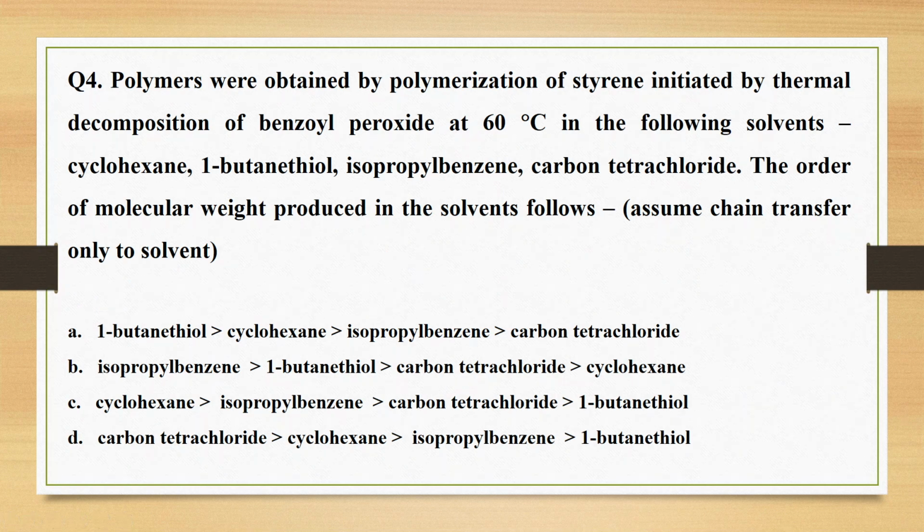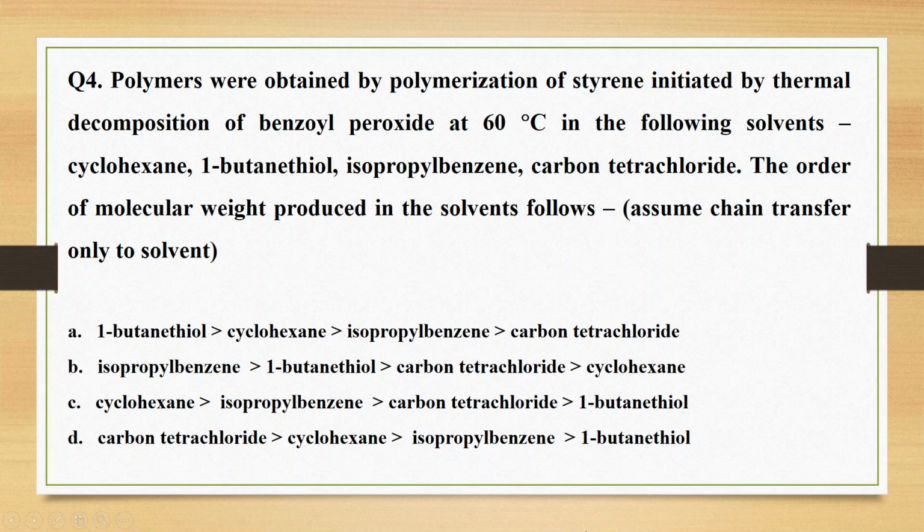So this is the fourth question, just as I have said, similar to question number 3. It states that polymers were obtained by polymerization of styrene initiated by thermal decomposition of benzoyl peroxide at 60 degrees centigrade, in the following solvents: cyclohexane, 1-butanethiol, isopropyl benzene, and carbon tetrachloride. The order of the molecular weight produced in the solvents follows.